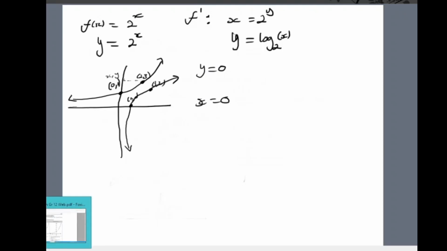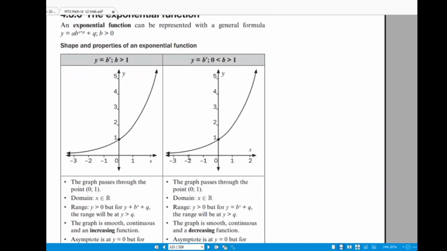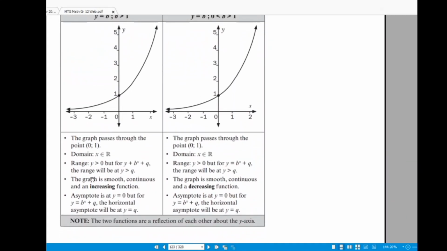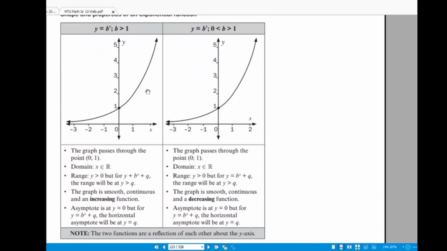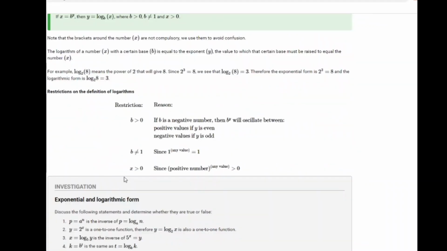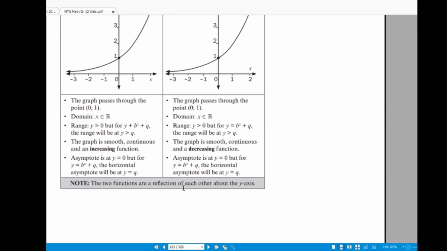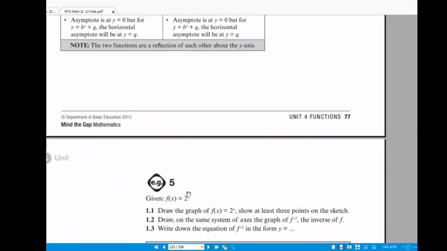Okay, so yeah, that was sort of like an intro. Now I think we will be able to understand more by looking at the questions. Oh, the domain and range. So the domain of the exponential function is x, an element of the real numbers, for both the increasing and the decreasing function, and the range is all positive y values, right? So the range of this function is y greater than 0, y greater than the asymptote. Okay, those are the domain and range. So let us do a few examples.